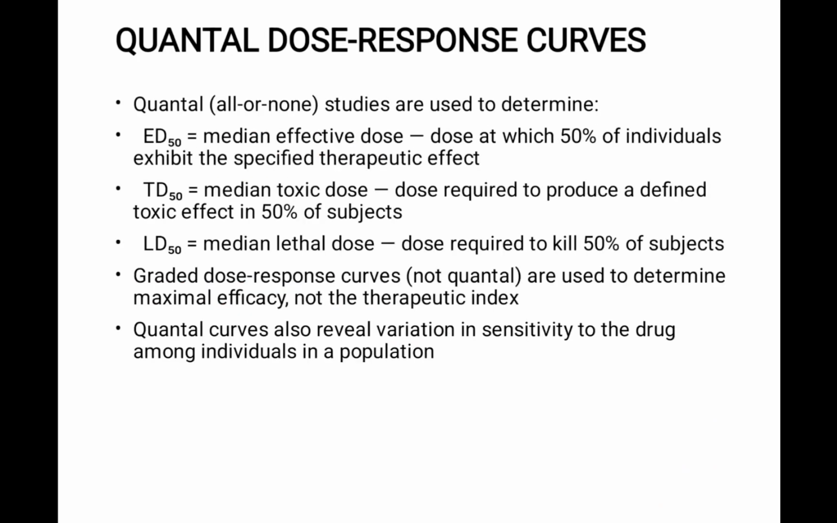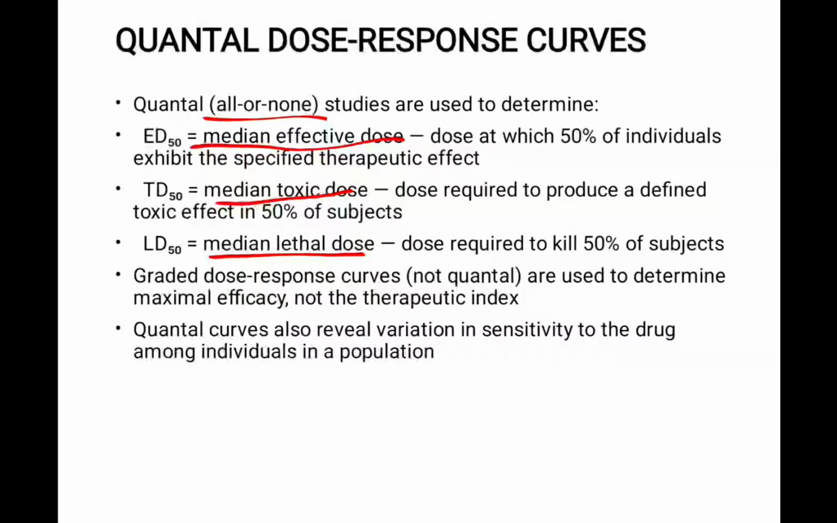So the quantitative dose response studies, which follow the all or none law, are used to determine the median effective dose, ED50. That is the dose at which 50% of individuals exhibit the specific therapeutic effect, while the TD50, which is the median toxic dose, is the dose required to produce a defined toxic effect in 50% of the subjects. While for animals, like we said, we have the median lethal dose, which is the dose required to kill 50% of the subjects.